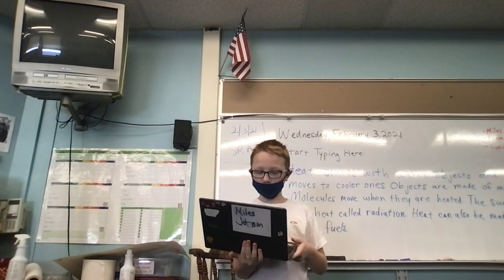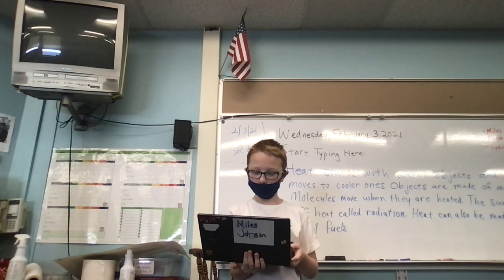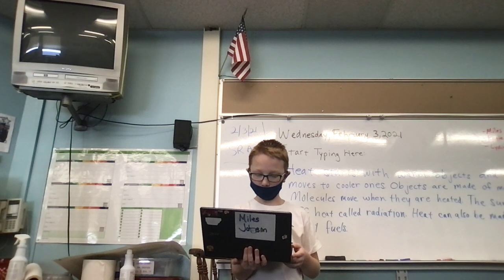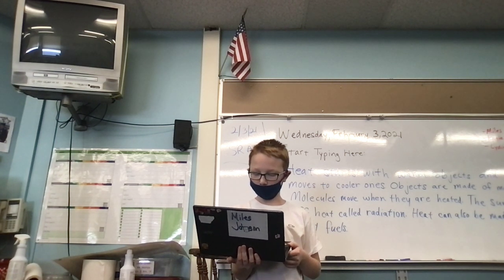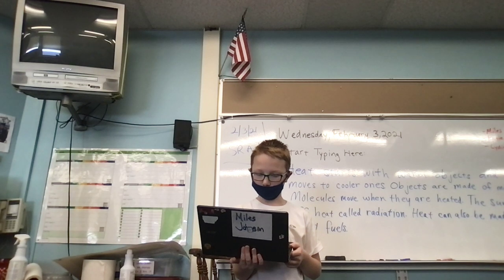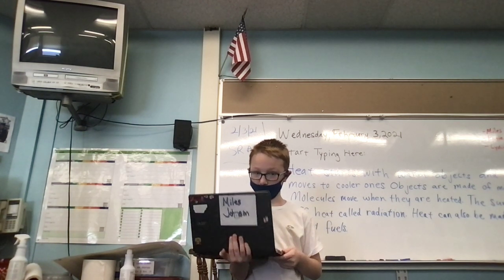I said radiation from the sun gives the Earth most of the heat on this planet. Heat is a form of energy. Heat travels in three ways, and radiation is one of them. Cold objects become warm by absorbing warm energy. Heat starts as warm objects and then moves to colder ones.